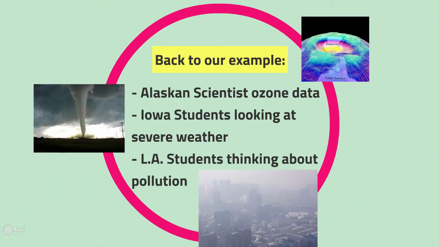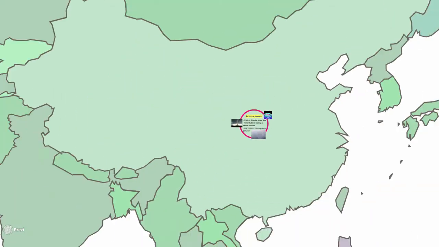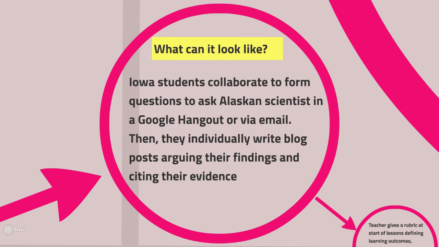So let's jump back into our example of the Alaskan scientists, the ozone, the Iowa students looking at severe weather, and the LA students thinking about pollution. How could we incorporate complex communication into this example? Maybe it looks something like this, and you might have a different idea. Iowa students collaborate to form questions that they can ask this Alaskan scientist via Google Hangout or even email. Maybe they collaborate on a Google Doc. Then individually, they write a blog post arguing their findings and citing their evidence.